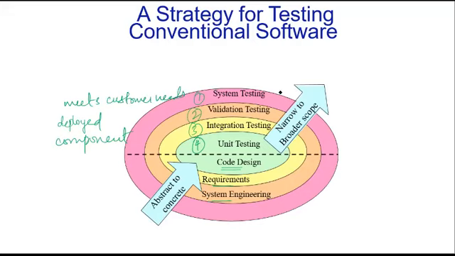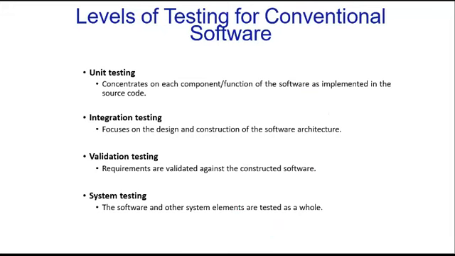Then you've got system testing. System testing means testing the entire system as a whole. So this is how you're going from a narrow to a broader scope, beginning from small things and then completely testing the entire software. So these are different strategies for the conventional software. Now, in detail about each and every testing.